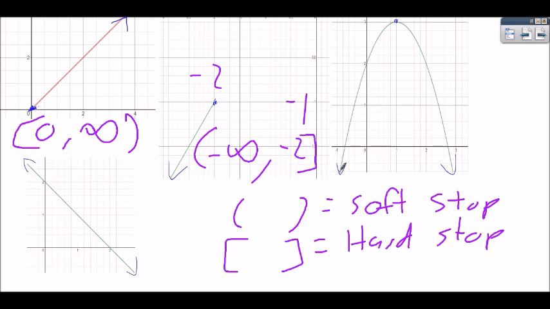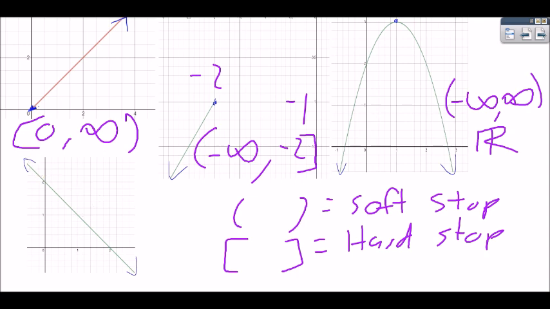Okay, my next one. When does it stop going to the left? Never. So we're going to say negative infinity. And when does it stop going to the right? Never. So positive infinity. If I get negative infinity to positive infinity, that means any number would work. And when any number works, I put all real numbers. And this crazy R looking thing means all real numbers.